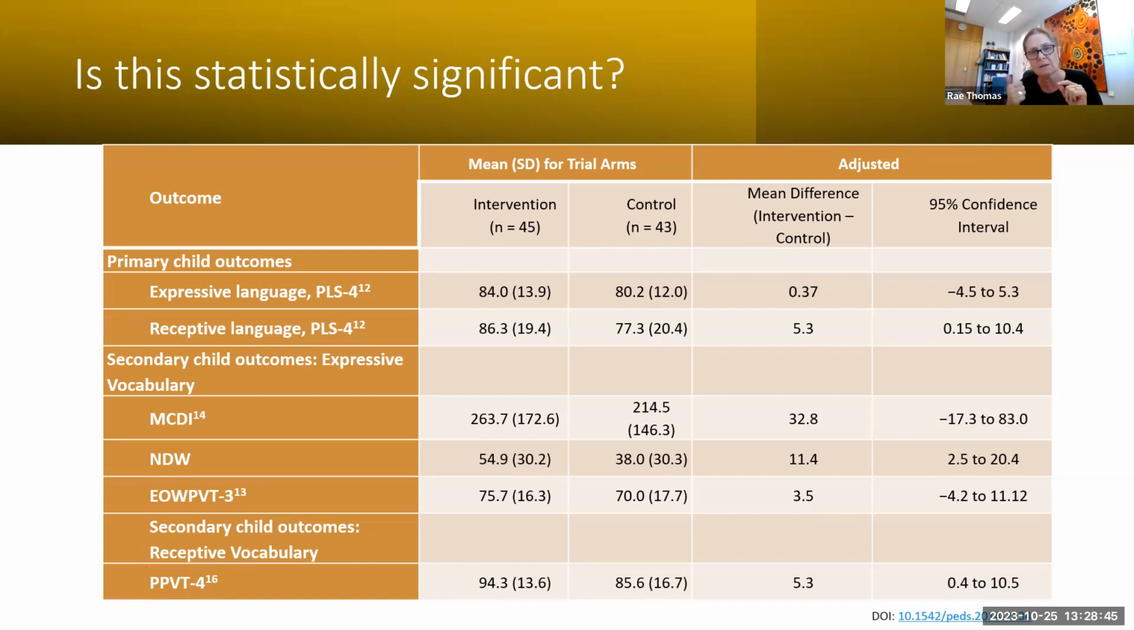Now, if it is continuous and a mean difference, what is the point of no difference that we would be looking for? 0. Perfect.